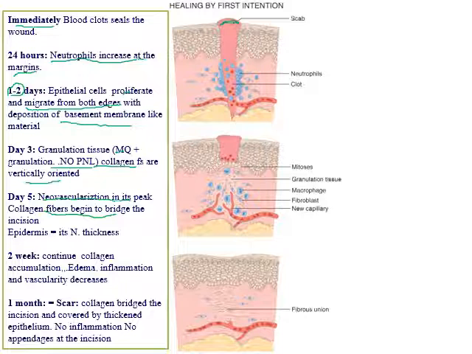In week 2, collagen deposition continues to accumulate, while edema, inflammation, and vascularity decrease. That's to say, there is transformation of the granulation tissue into fibrous scar. After 1 month, a fully developed scar is eventually seen. Collagen bridges the incision, covered by thickened epithelium, with no more inflammation and no appendages at the incision. Of course, no appendages, by which we mean the hair follicles, the sebaceous glands, the sweat glands, and so on.